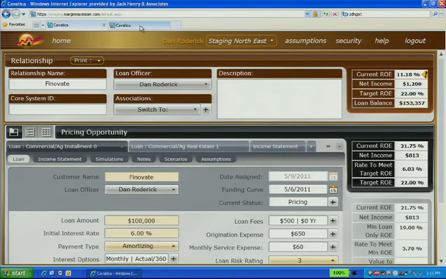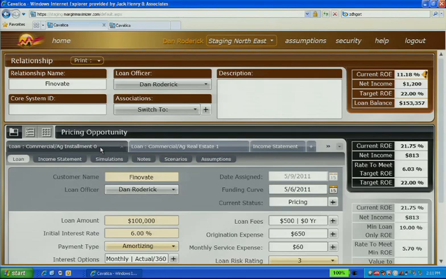So let's just jump into the demo. What you see up here on the screen is a banking relationship, a commercial customer relationship that consists of a commercial real estate loan, a commercial installment loan, and there's also an operating line of credit that isn't yet included in this tab view. We're on the commercial installment loan. You'll see this is a loan for about $100,000.